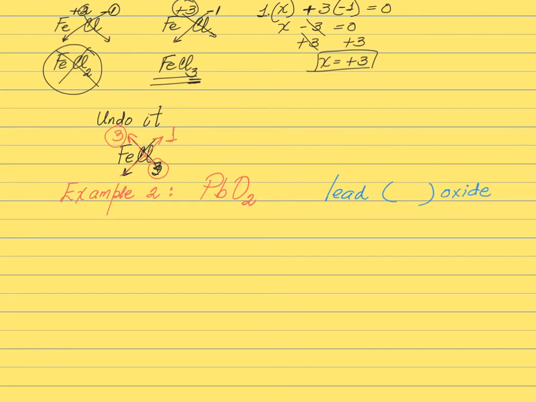You know what you're thinking? Miss Ramos, this is so easy. This is lead two oxide. Wrong. That's why I don't like the undo it approach. Why? Because in that case, you're going to get the number that goes here wrong. So I'm going to use the mathematical one. Or I can use the trial and error. Let me use the trial and error and then the mathematical one. I'm going to start with the trial and error.